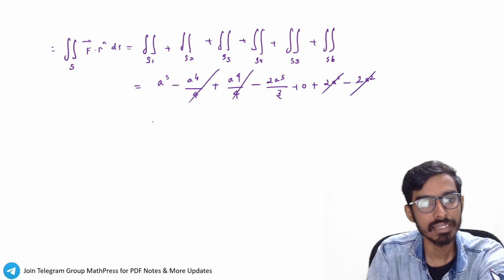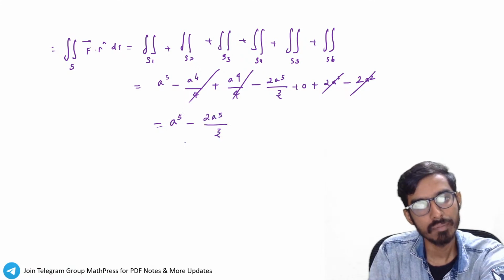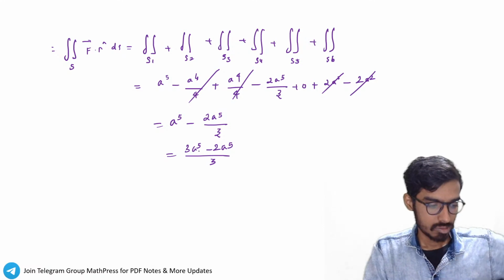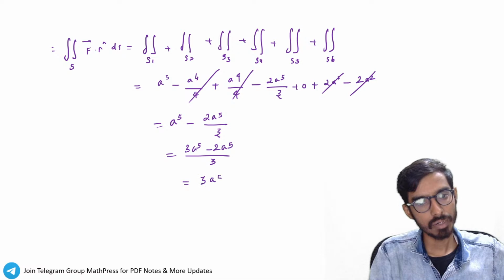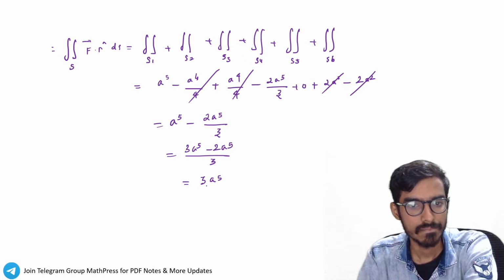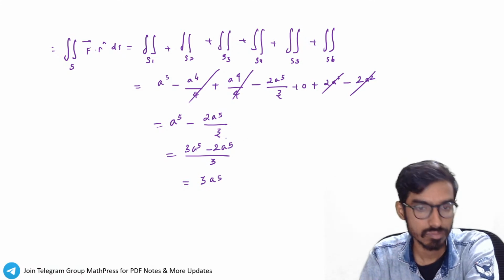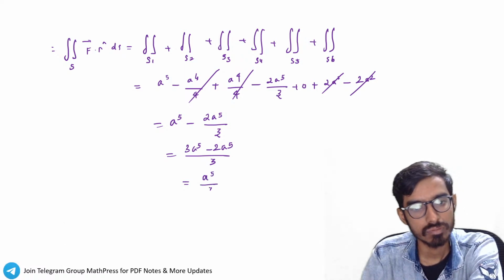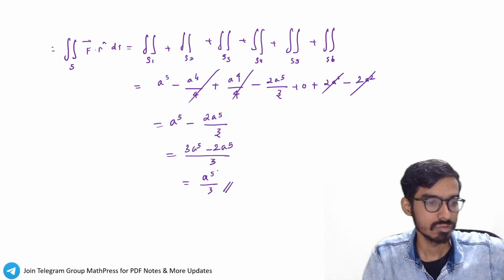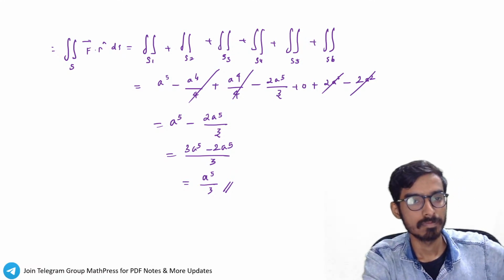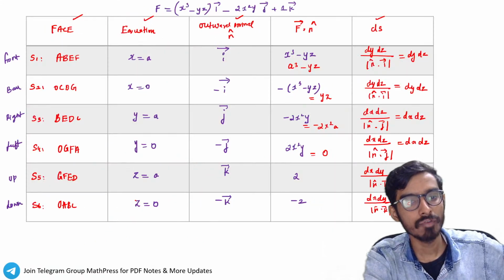And s4 is 0. S5 is 2a square and this is minus 2a square. These two will get cancelled. These two will get cancelled. So we will have a power 5 minus 2 a power 5 by 3. So 3a power 5 minus 2 a power 5 by 3. So this will be 3 a power 5 by 3. Sorry, yes, 3 minus 2 is 1, right? So it will be a power 5 by 3. Is it clear? So a power 5 by 3 is the required answer.